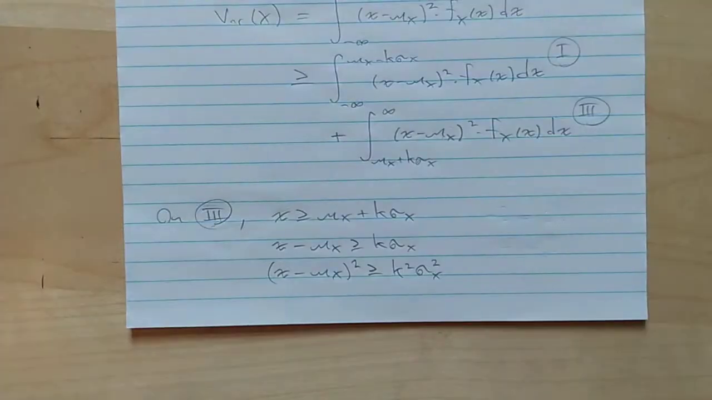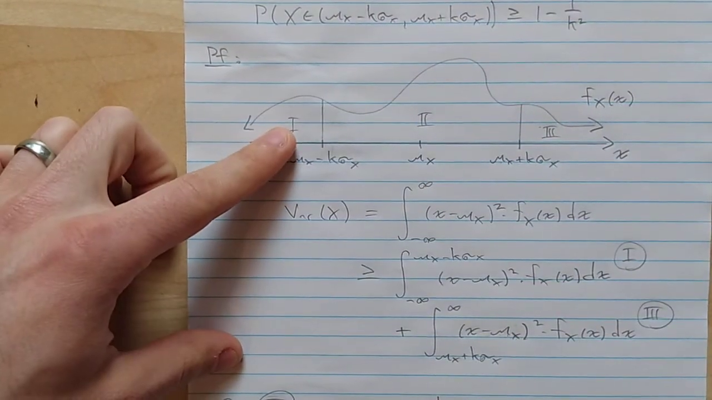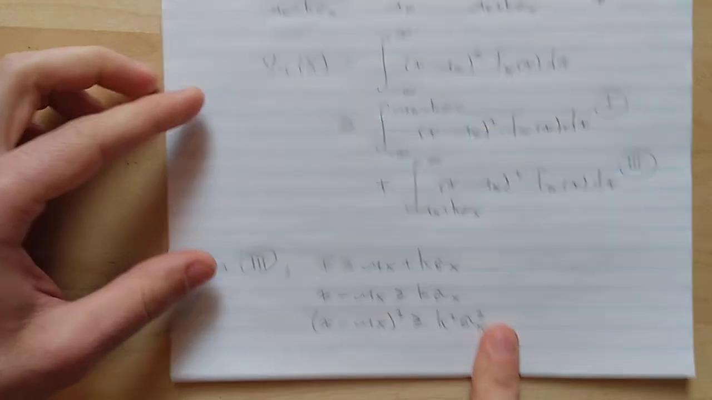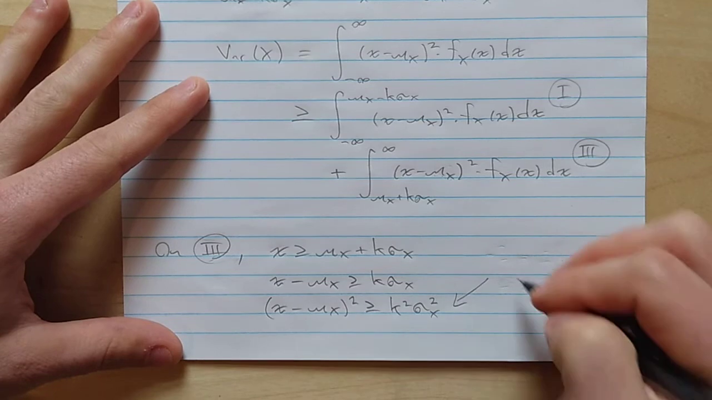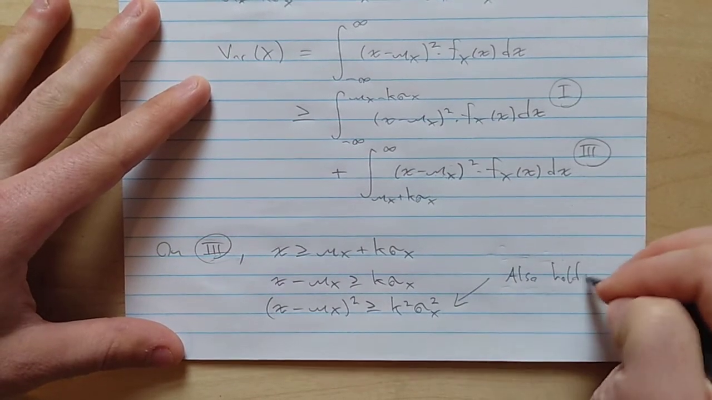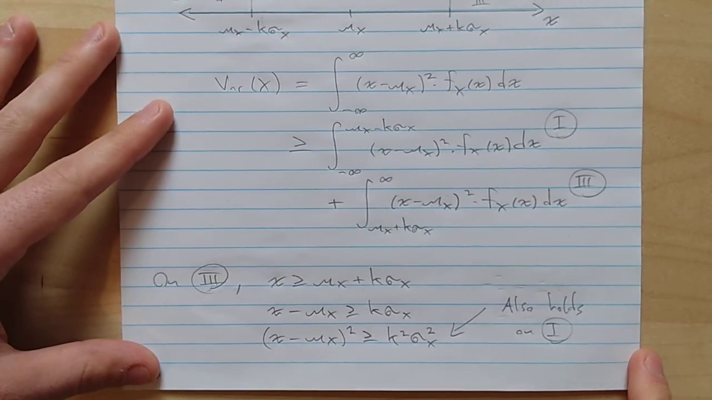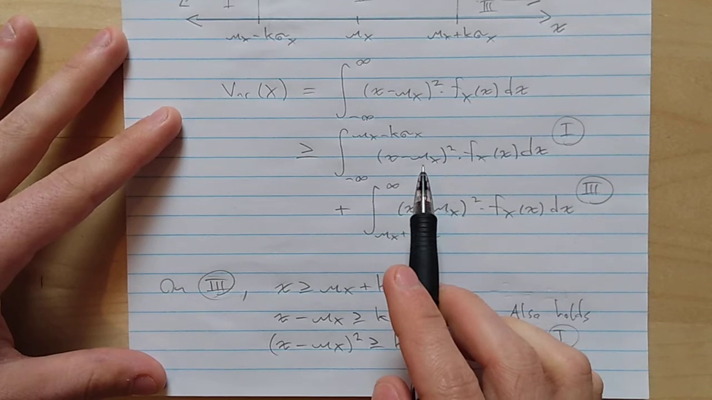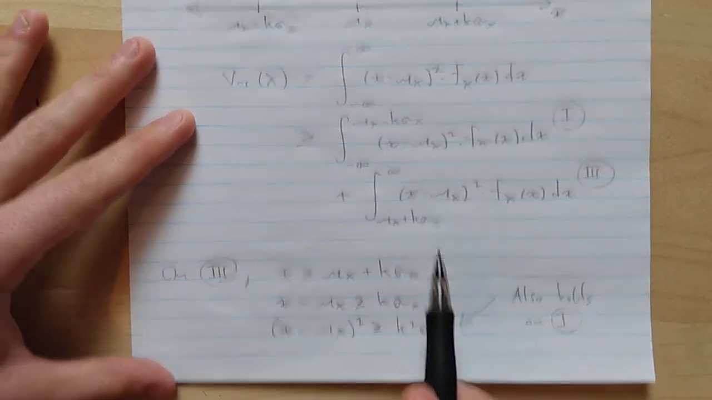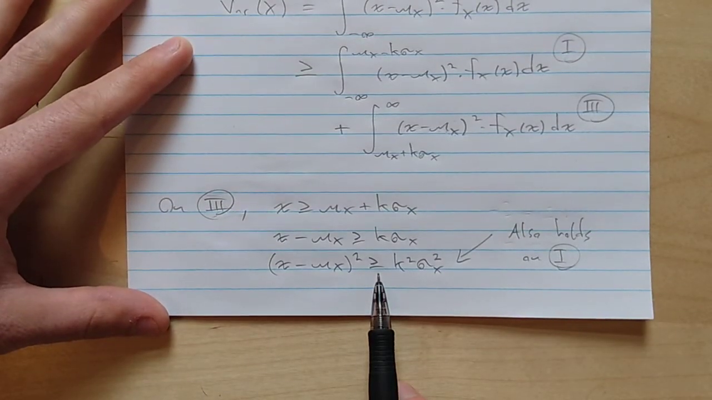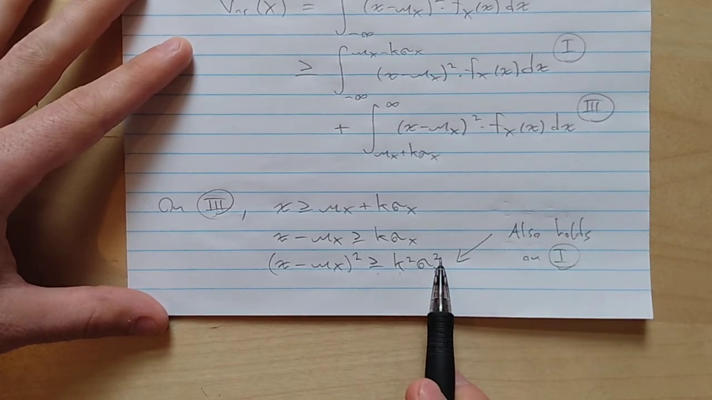Okay. So, a similar argument works on region number 1. I'll leave that to you. You'll have to think a bit more about the signs here, but a similar argument will show that this inequality also holds on region number 1. So now check this out. Now I have bounds here. I know that this thing right here, inside both these integrals, has to be bigger than k squared sigma x squared.